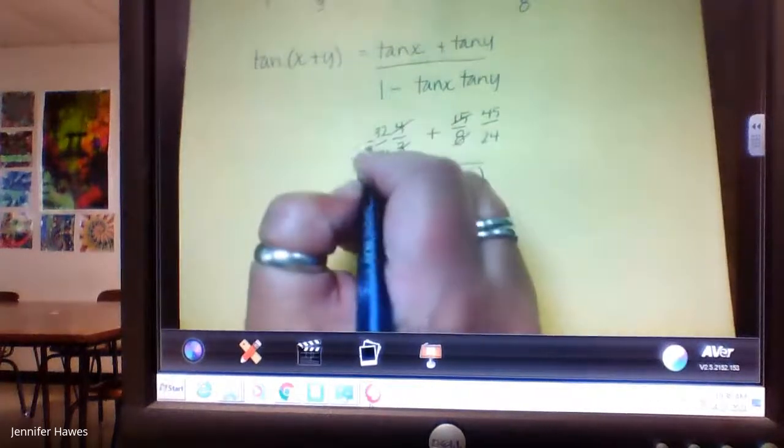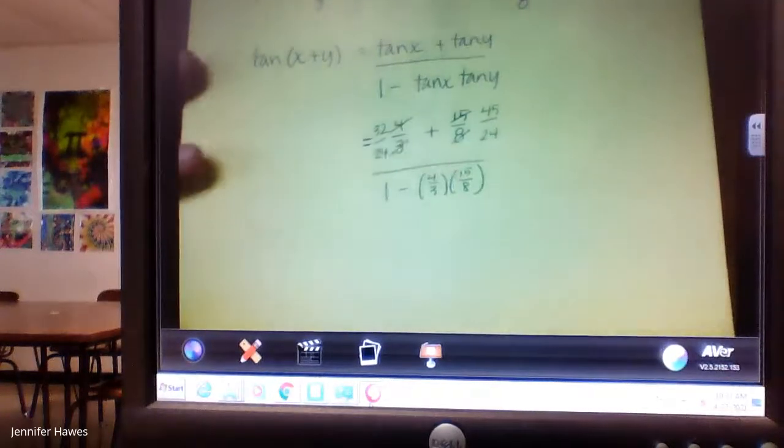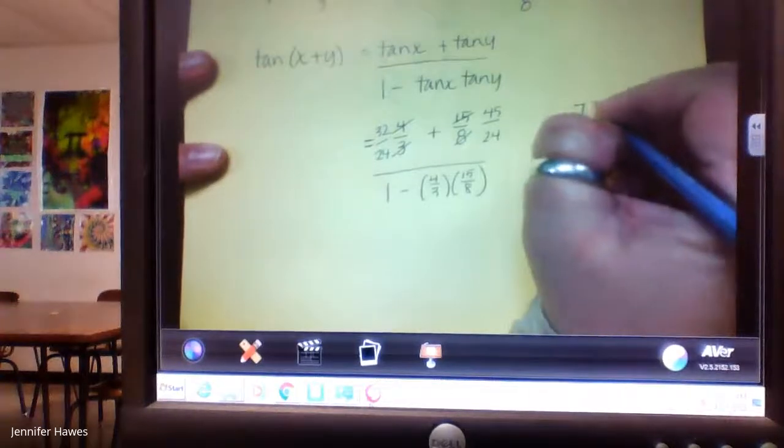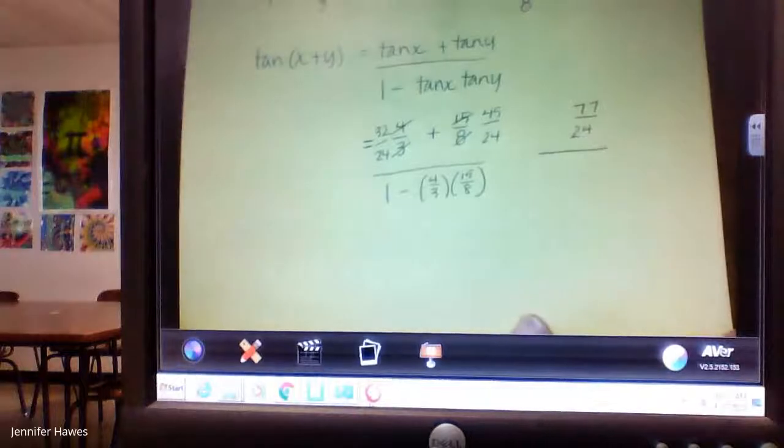And this is just my equal sign right here. It's not negative. Okay, so common denominator 24. So the one on the left times 8, the one on the right times 3. So far, so good? Okay, so now what's 32 plus 45? 77. So up top, I got 77 over 24. So we got that whole top part condensed down to one fraction.